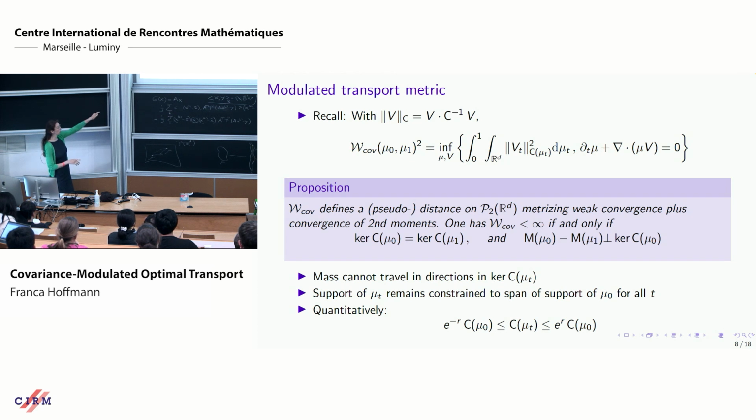And then it also tells you that if you look at the span of the support of your starting point, you can never get out of that. So the support of your mu t along the way in the dynamic formulation will always be inside there. And then we even have a quantitative estimate. So this is a matrix inequality in the sense of positive semi-definite matrices. This is a statement about their eigenvalues, right? And we also have what R is, but I will not bother you with those details.